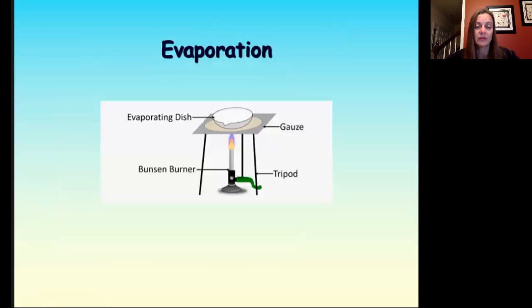And then the simplest one is evaporation. So this only works if we have a non-volatile solute. But if, for example, we had an ionic compound in water, then we certainly can evaporate off the water and collect the solute. So this is evaporating to dryness. We're just heating the solution until all the solvent evaporates.